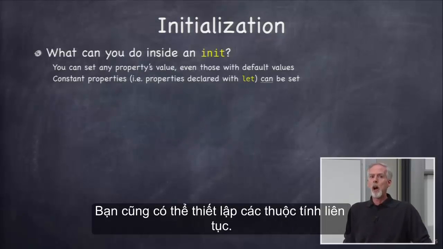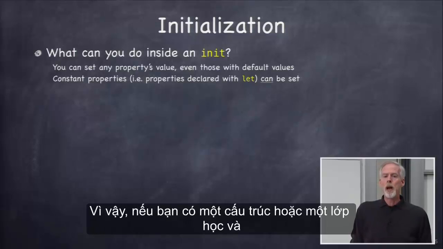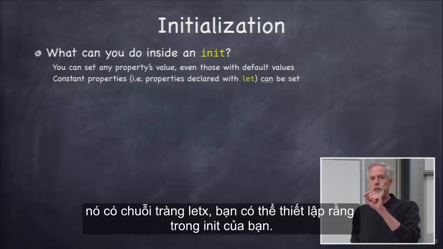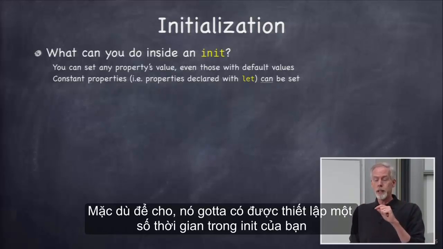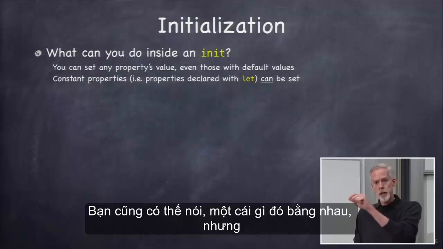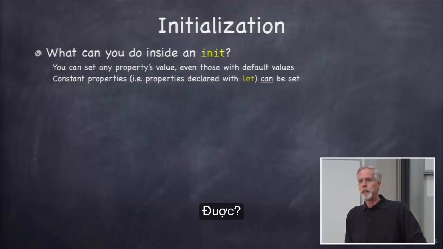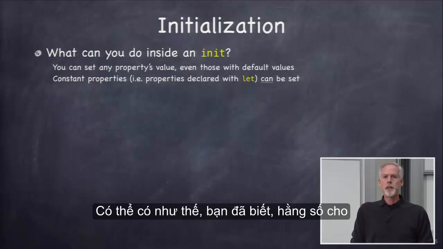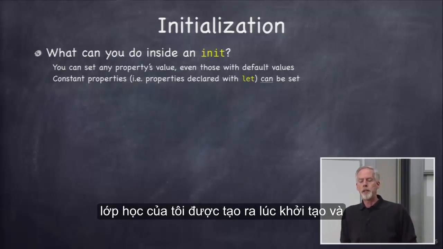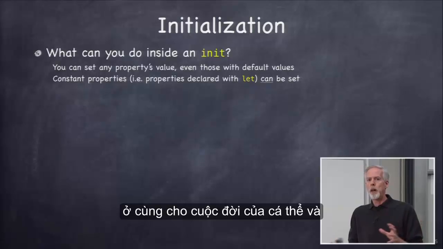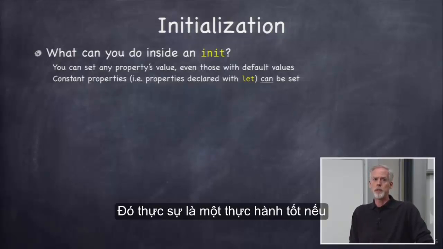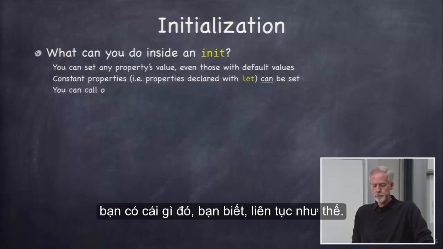You can also set constant properties. So if you have a struct or a class and it has let x colon String, you can set that in your init. Even though it's a let, it's got to get set sometime, and in your init is when you can set it. You can also say equals something, but you could also set it in your init. People sometimes don't realize that they can have lets in their class, constants created at initialization that stay the same for the whole lifetime of the instance. Absolutely you can, and you initialize them in your init. That's actually good practice if you have something that's constant like that.